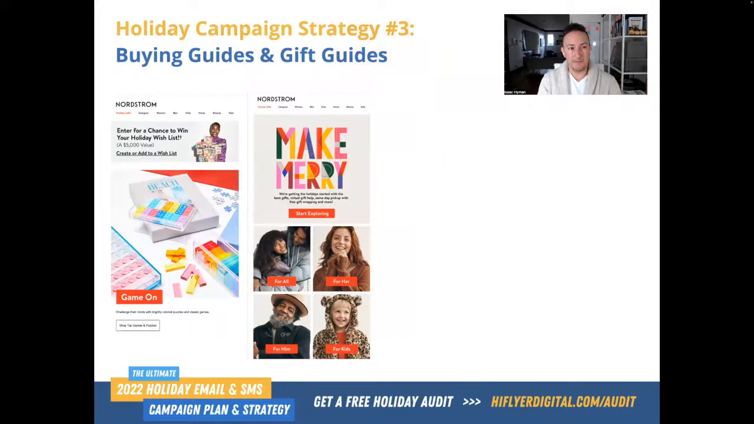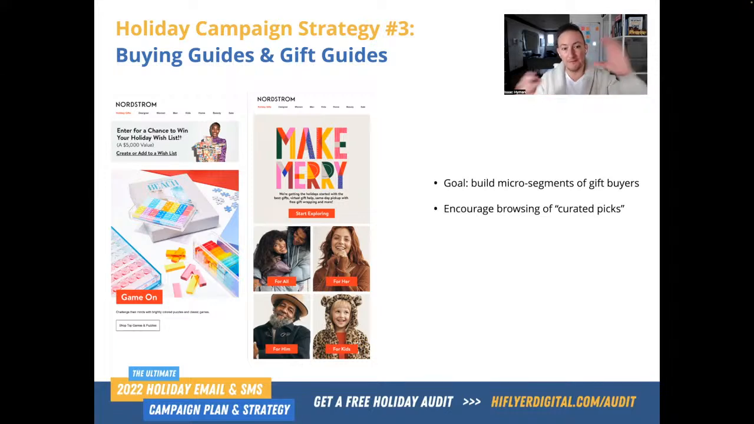Holiday campaign strategy number 3, leverage buying guides and gift guides, right? The goal here is to build micro segments of gift buyers. Encourage browsing of curated picks based around the gift guide, right? Great example is right here from Nordstrom, right? You have a gift guide. Here's what we're gifting, right? Make merry. Here's shop all gifts, but then you break it down. Gifts for all, gifts for her, gifts for him, for kids. Gifts under 500, gifts under 250, gifts under 25 bucks. You name it. All these are blocks that allow you to segment off the clicks, right?